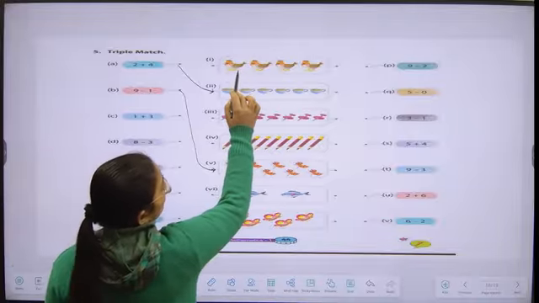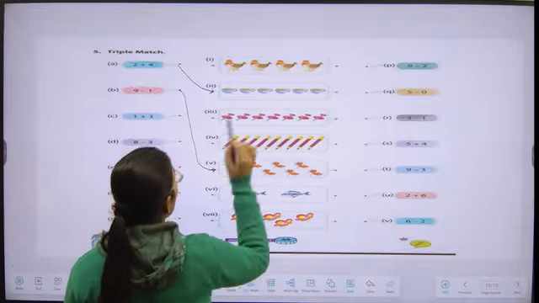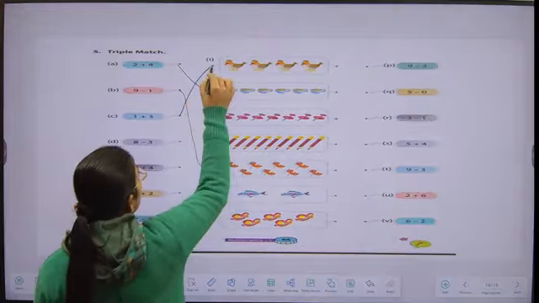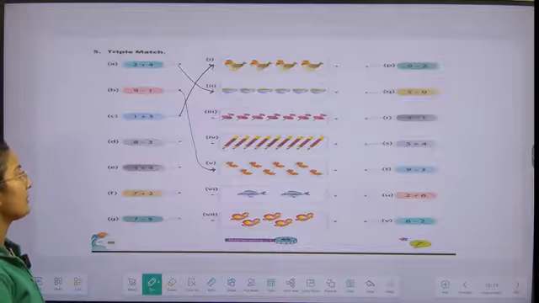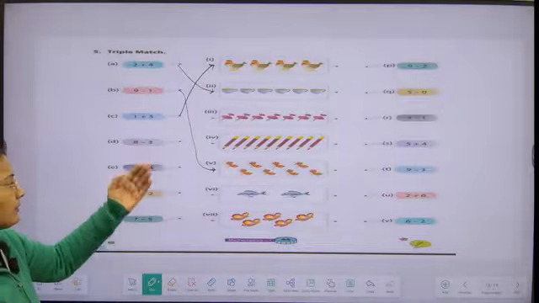The duck. Start counting with duck. 1, 2, 3, 4. So we have to match with the ducks. Okay. Now the next one is 8 subtract 3.